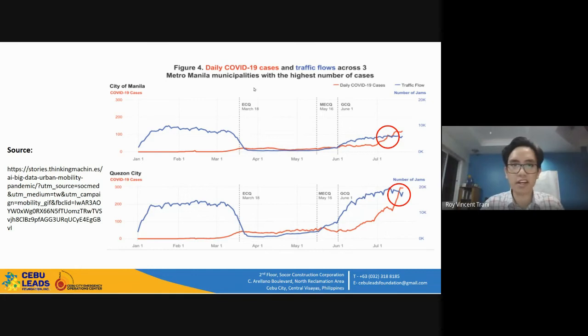And then over here, it's a graph showing daily COVID-19 cases and traffic flows across 3 Metro Manila municipalities with the highest number of cases. In the red line, we have daily COVID cases. In the blue line, we have traffic flow. Apparently, as you would guess, because more people are using public transportation, and when you release the ECQ and GCQ, more people are traveling together. Most of the time, protocol is not followed in public transportation options like jeepneys and buses. So when the traffic flows increase, the COVID cases also increase because more people are exposed to each other.